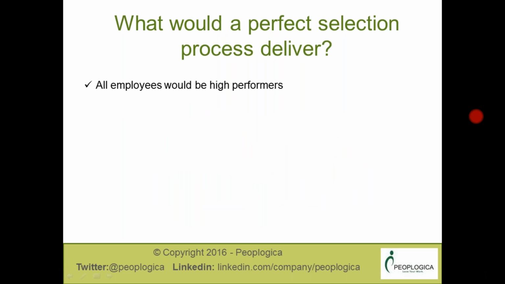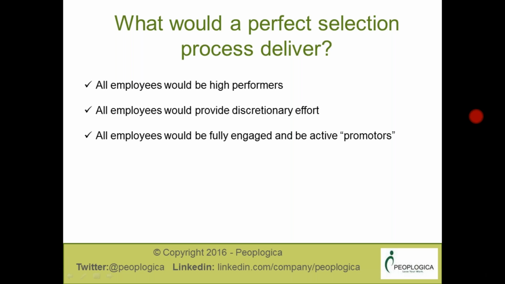So what would a perfect selection process deliver? And that's what we're all after. Well, the first thing is that all employees would be high performers. All employees would provide discretionary effort, and the best measure of employee engagement in an organisation is discretionary effort. So that's the best way of measuring whether an employee is engaged in the organisation, is they actually provide discretionary effort. All employees will be fully engaged and active promoters of their employer. Managers will be outstanding leaders and confident people managers.